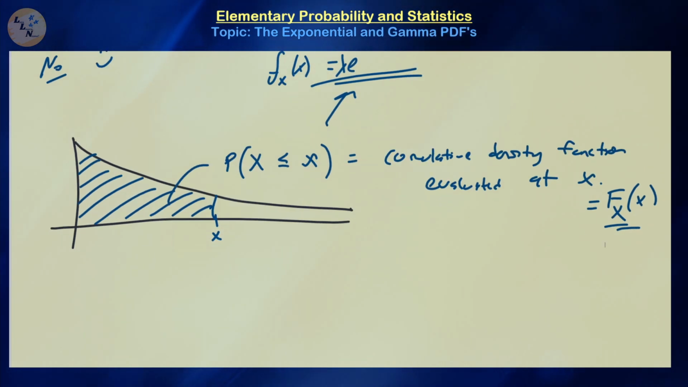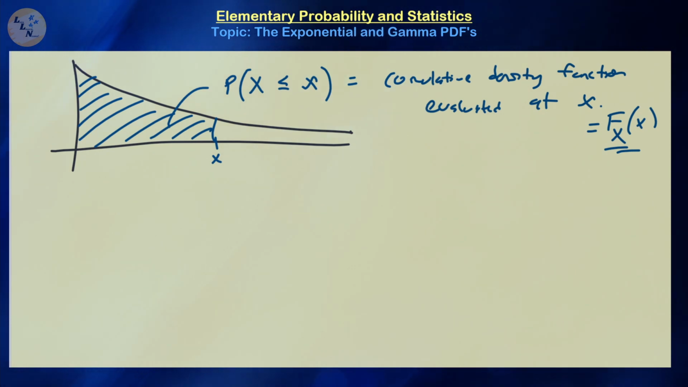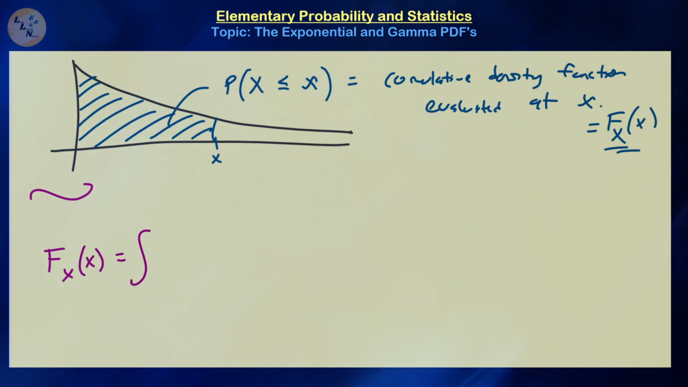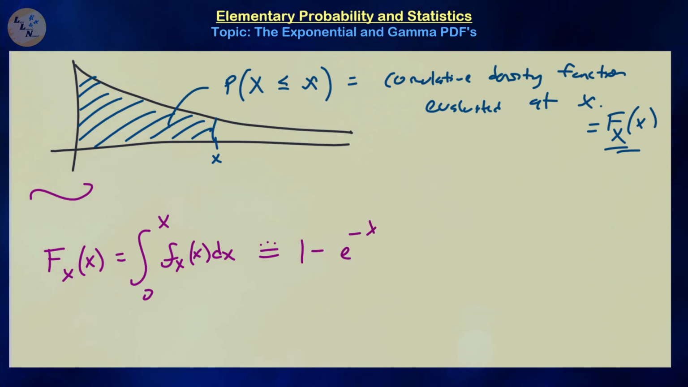So is there a nice representation of the cumulative density function for the exponential random variable? And the answer is yes. So how would you find it? The cumulative density function for an exponential random variable can be found by doing the integral from 0 to x of your probability density function, and you should be able to show via calculus that this is just going to be 1 minus e to the minus lambda x. So this is our cumulative density function.